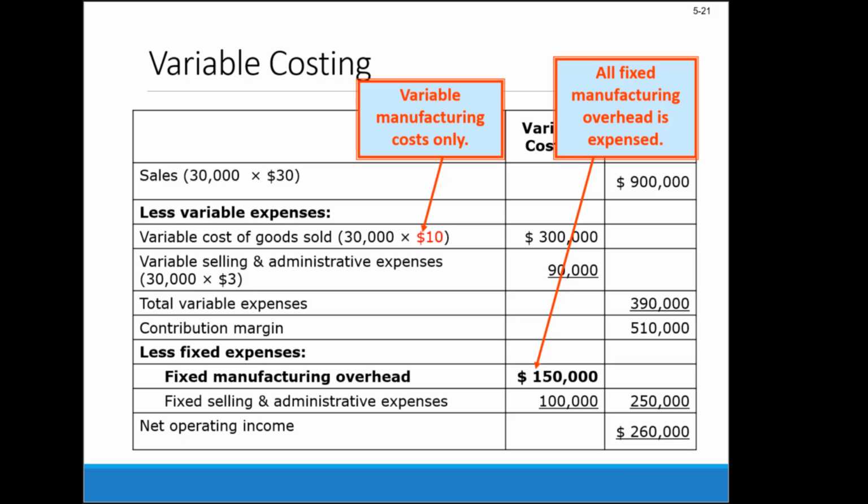So we look at that income statement for year 2 under variable costing. We see sales of $900,000 based on those 30,000 units sold. Again, the variable expenses are the variable cost of goods sold at the $10 unit cost, and the variable selling and admin expenses, to get us the contribution margin of $510,000. We're still expensing all of that fixed overhead incurred, all the fixed selling and admin as well, and we end up with a net income of $260,000.